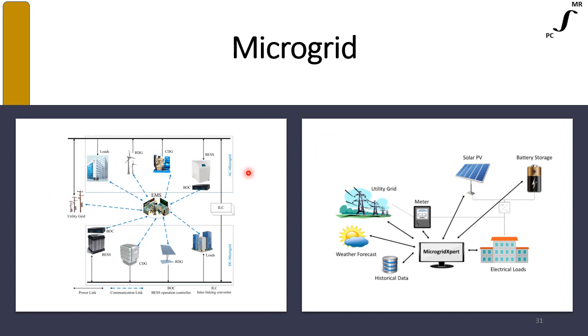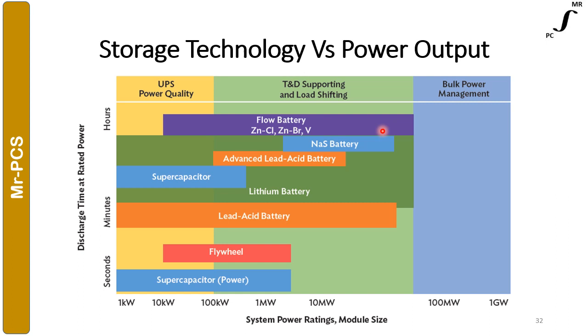Battery energy storage system has numerous contributions towards reliable operation of microgrid. BESS-based microgrid provide frequency regulation, demand-side management, and help to integrate multiple smart grid technologies. This slide summarizes various storage technologies and its application. As you can see, BESS makes best case for most of the application.